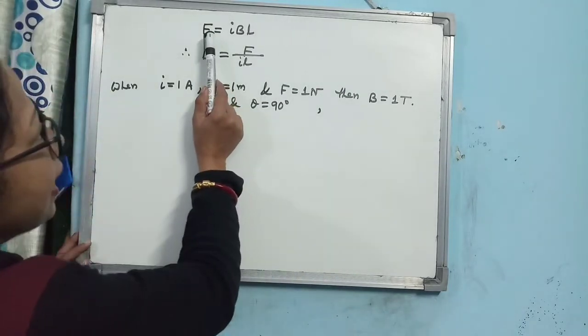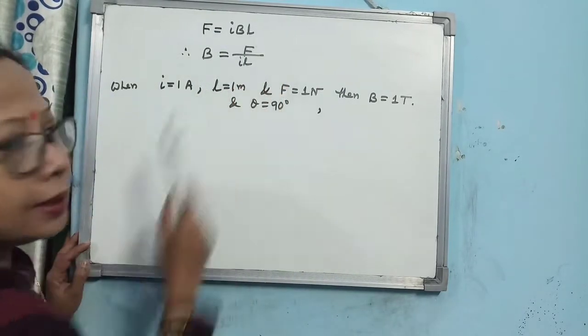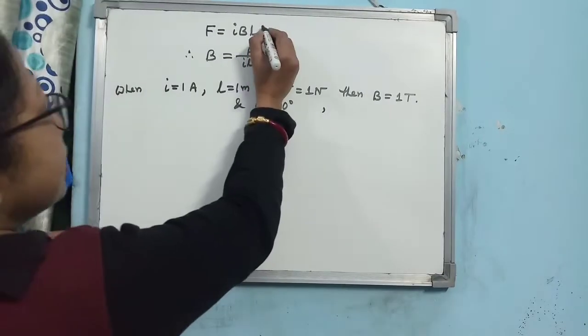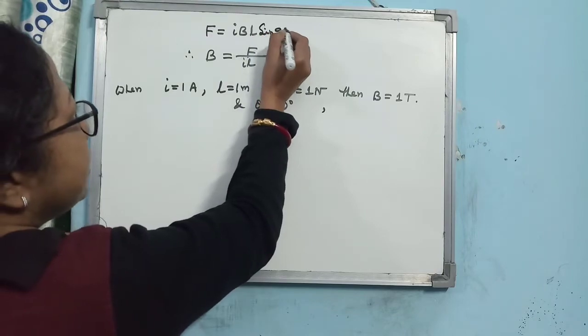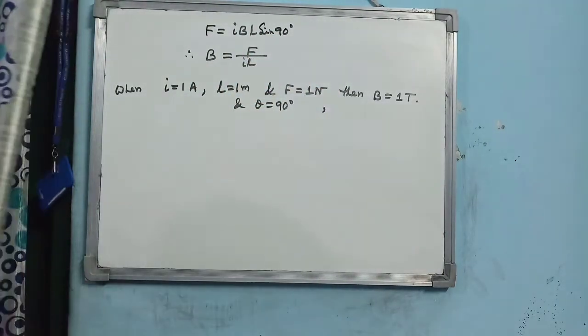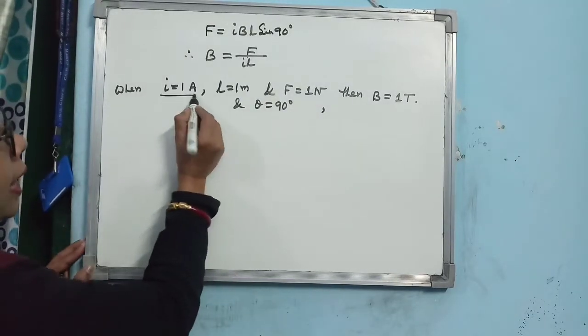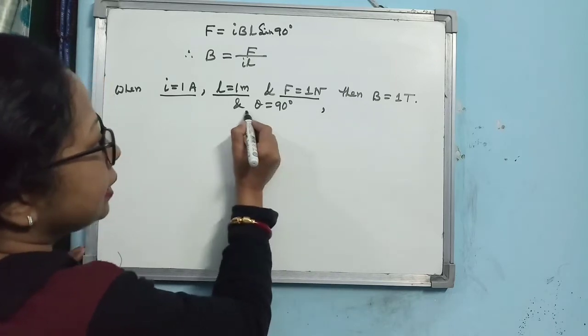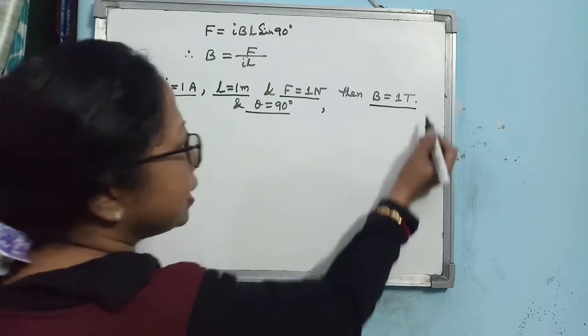Otherwise, what is the formula actually? F is equal to IBL sin theta. Is that clear? Now theta is 90 degrees, so better I write here IBL sin 90 degree, because sin 90 degree is 1. So understand it: when I is 1 amp, L is 1 meter and F is 1 Newton, and theta is 90 degree, then B is 1 Tesla.